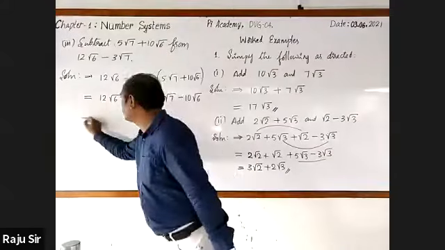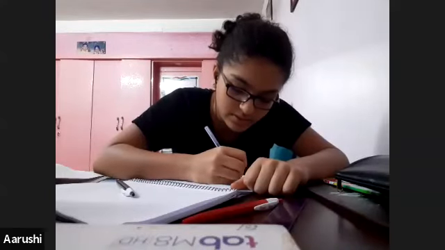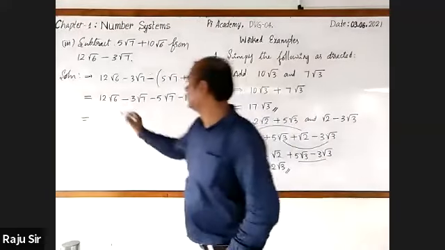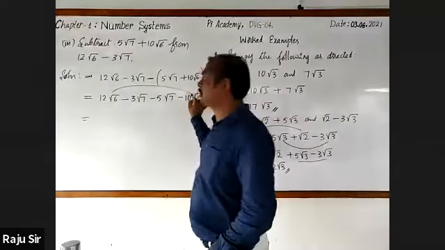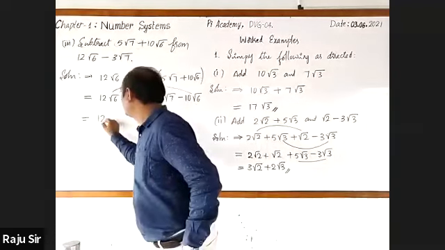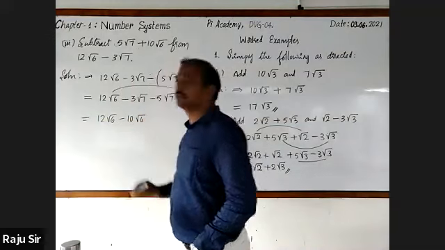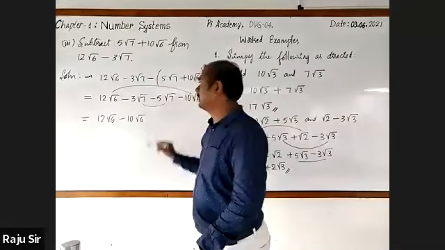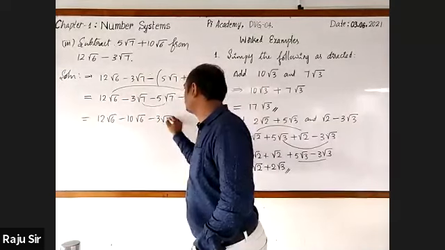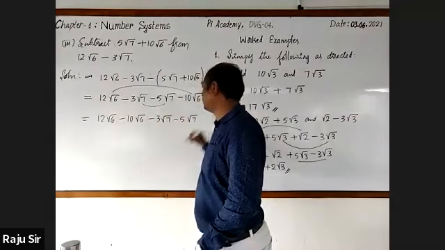Now this is equal to: group 12 root 6 minus 10 root 6. Here also root 6. Group them: 12 into root 6 minus 10 into root 6. Then here root 7: minus 3 into root 7 minus 5 into root 7. Sir, answer: 2 into root 6 minus 8 into root 7.